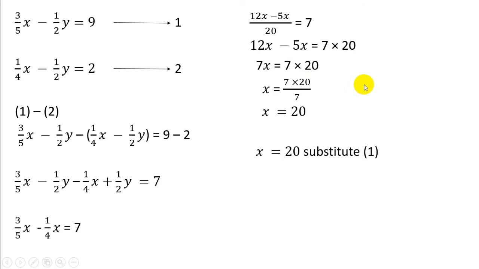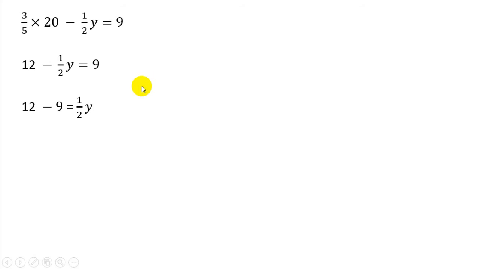So now you can substitute x equals 20 into either equation 1 or equation 2. So I'm taking the first equation, then you substitute as shown here. You replace the x value with whatever value you found, so in this question it is 20. Now you can see 5 and 20 can be divided. 5 divided by 5 is 1, 20 divided by 5 is 4. So you get 12 minus 1 over 2y equals 9.